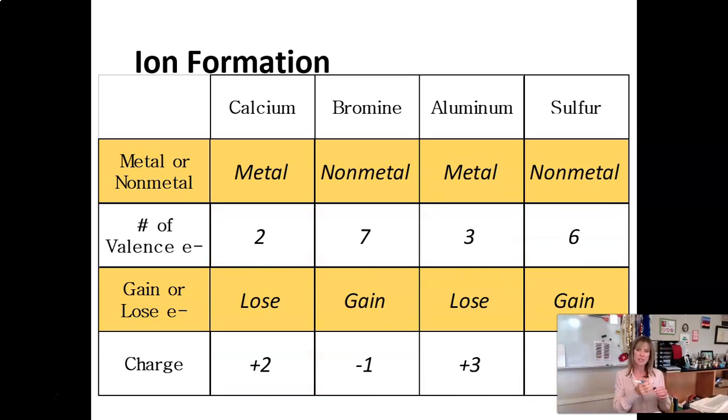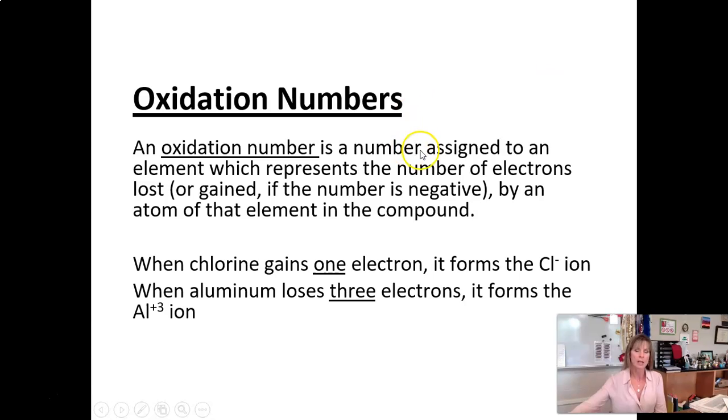Okay, so finish filling that in for aluminum and sulfur. Aluminum is a metal, has 3 valence electrons. It is going to lose them because it's closer. It's easier for it to lose those 3 and have that full valence shell underneath. It's going to have a +3 charge. Sulfur is a nonmetal, has 6 valence electrons, way easier for it to gain 2 of them. So it gains 2 electrons, has a -2 charge.